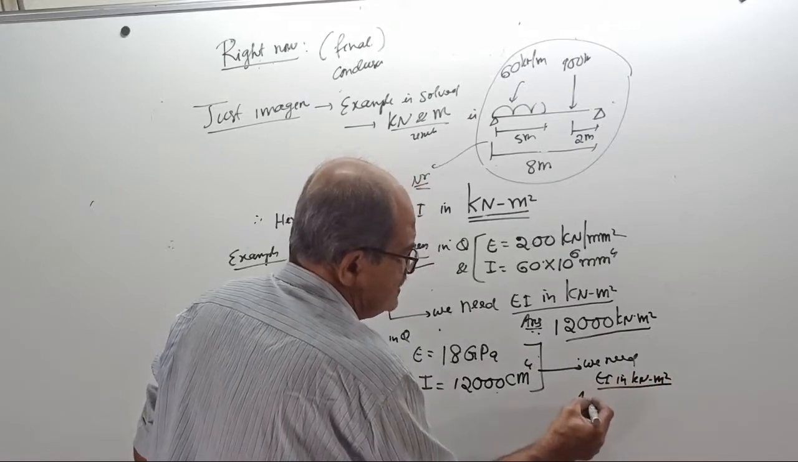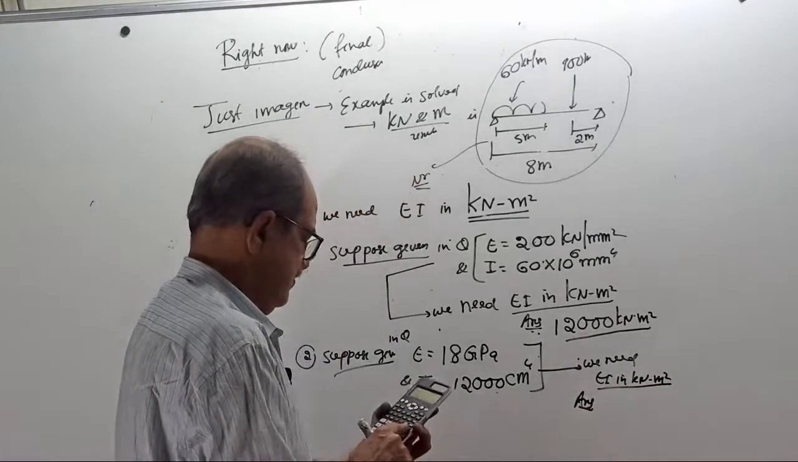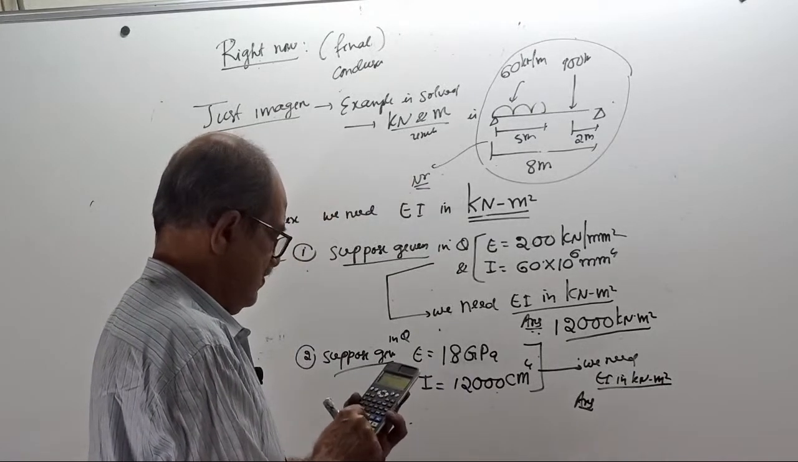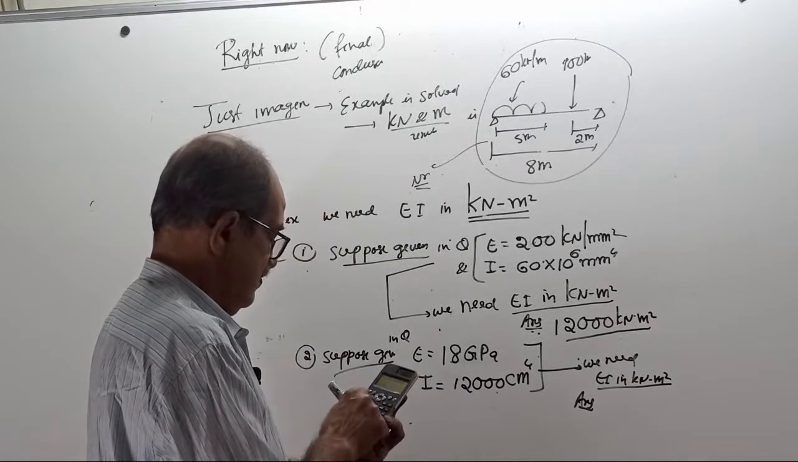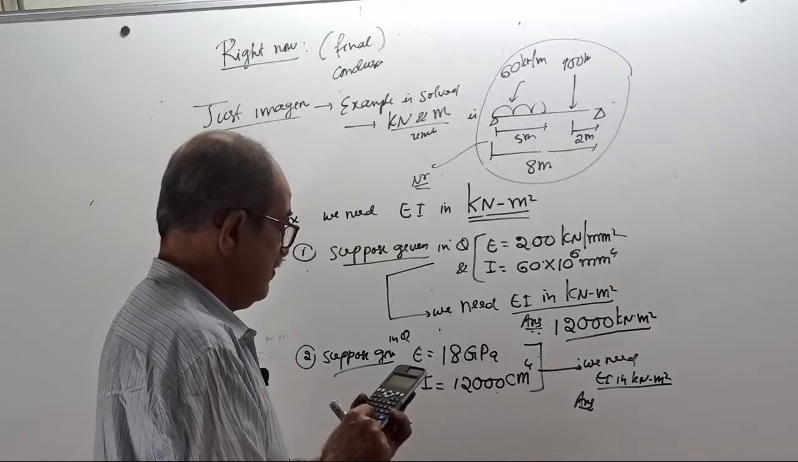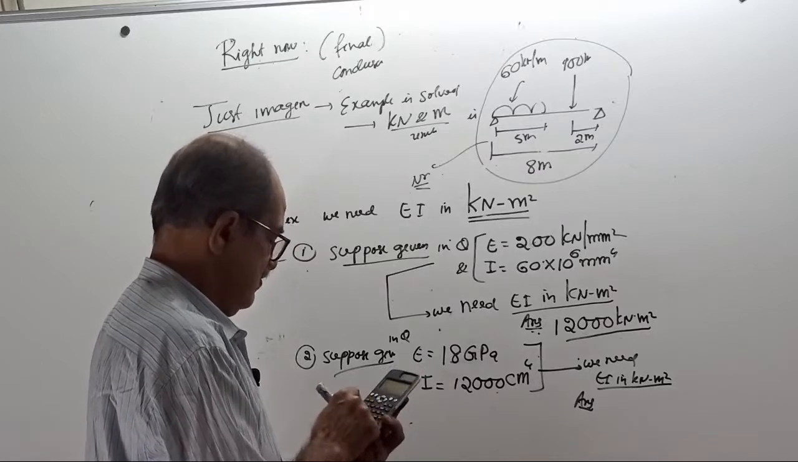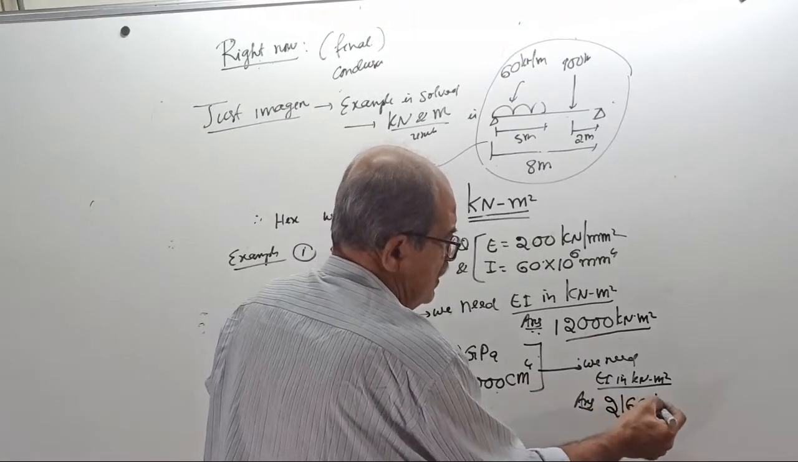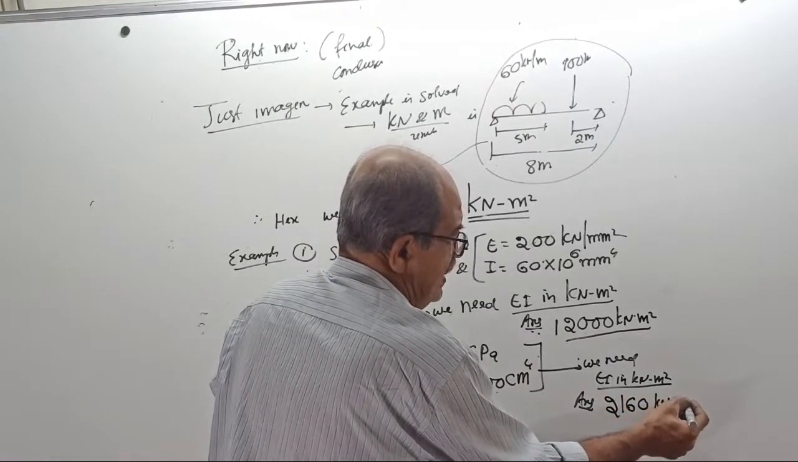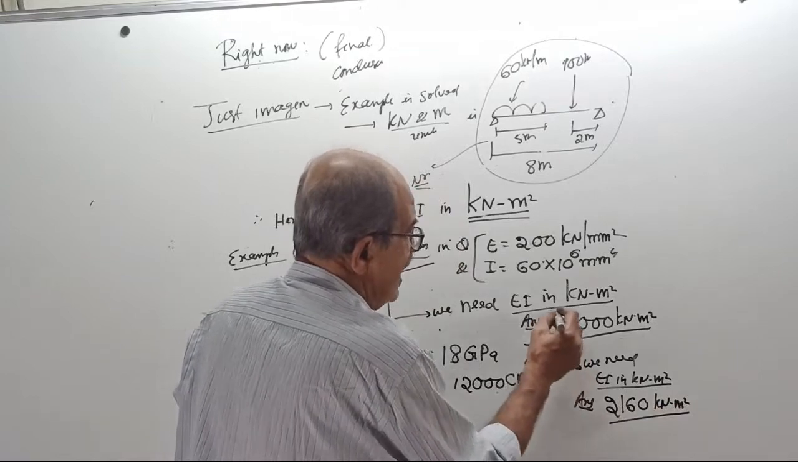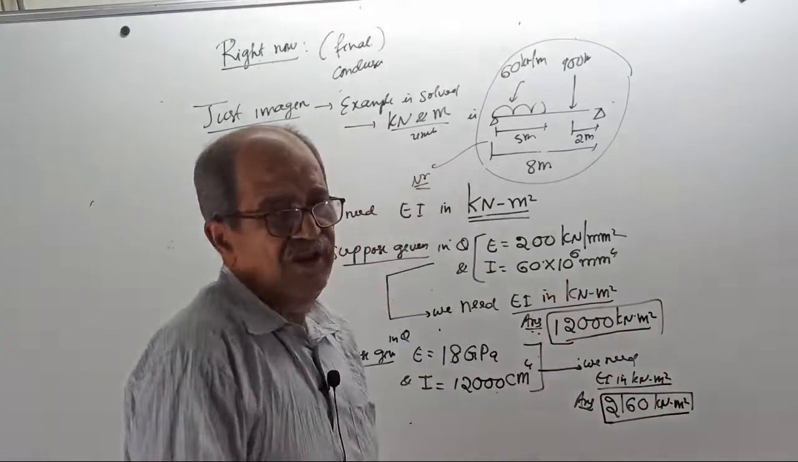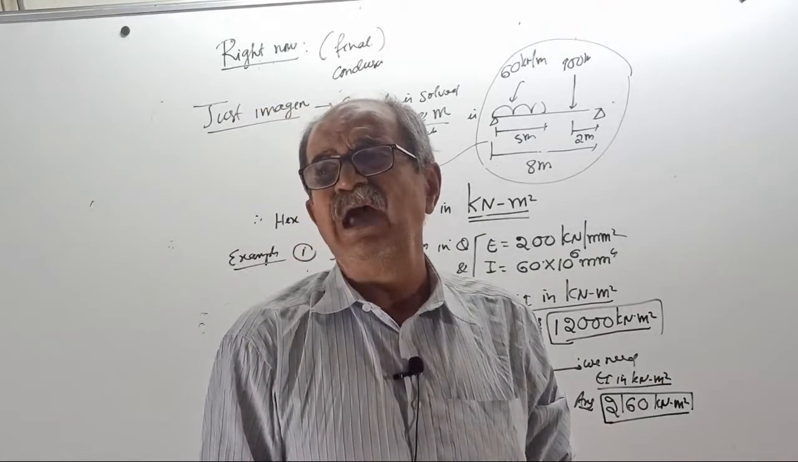I want the answer. 2160 kilonewton meter square is the answer. You have to get this answer now. Okay, get the answer fast. I will explain on the board. Today only I will explain on the board.